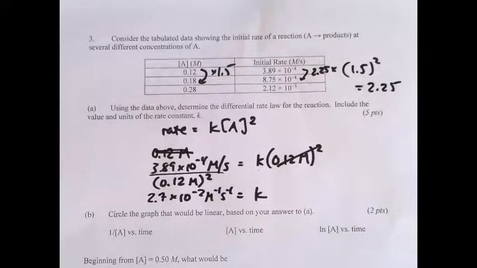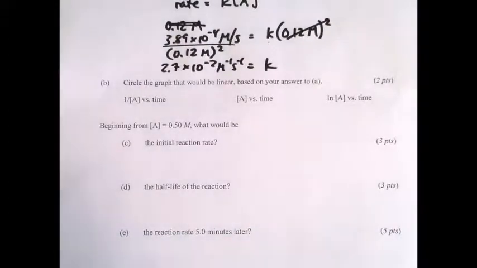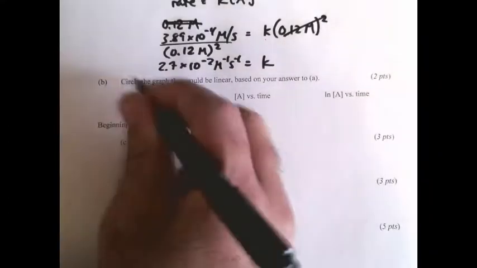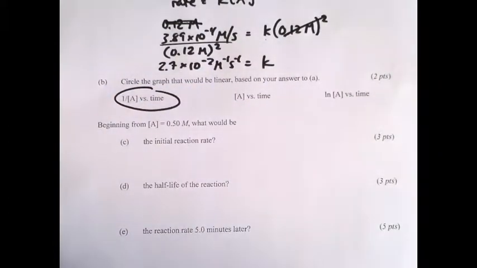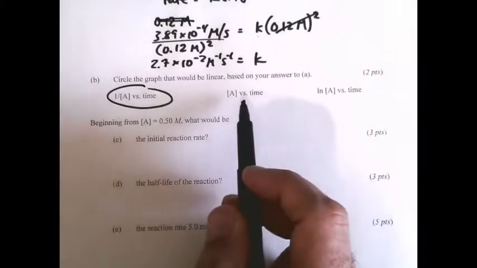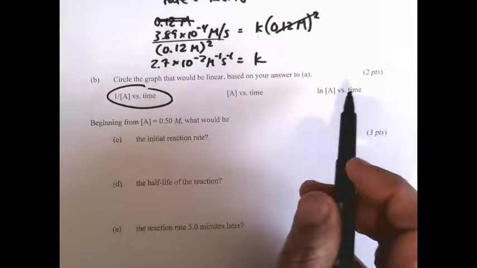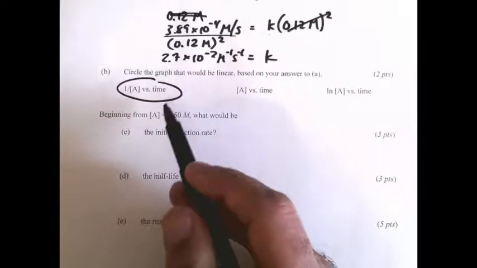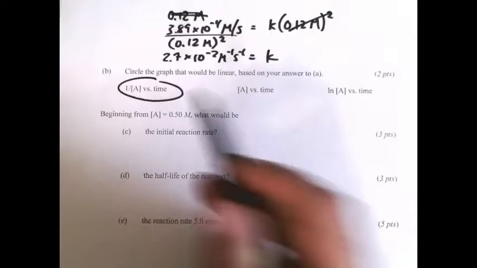Now, the next question was circle the graph that would be linear based on your answer to part A. So, I'll give you a moment to think this through. Pause if you need to. And now that we're back, it should be that one. Because, again, this is a second order reaction based on what you saw, and what we observed is that this is the linear graph if I'm dealing with zero order. That's it if it's first order, but this over here would be for second order.